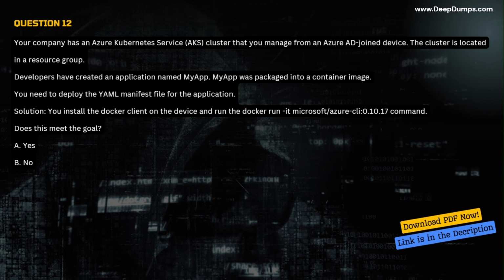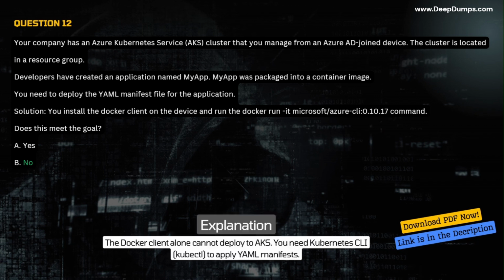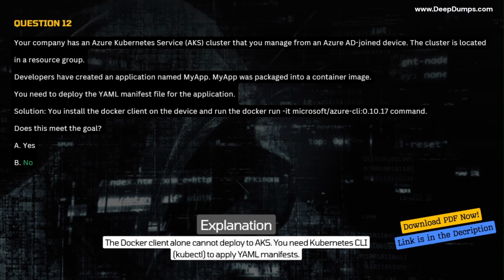Solution: you install the Docker client on the device and run the docker run mcr.microsoft.com/azure-cli:0.10.17 command. Does this meet the goal? A. Yes. B. No. Correct answer B. No. Explanation: the Docker client alone cannot deploy to AKS. You need Kubernetes CLI, kubectl, to apply YAML manifests.